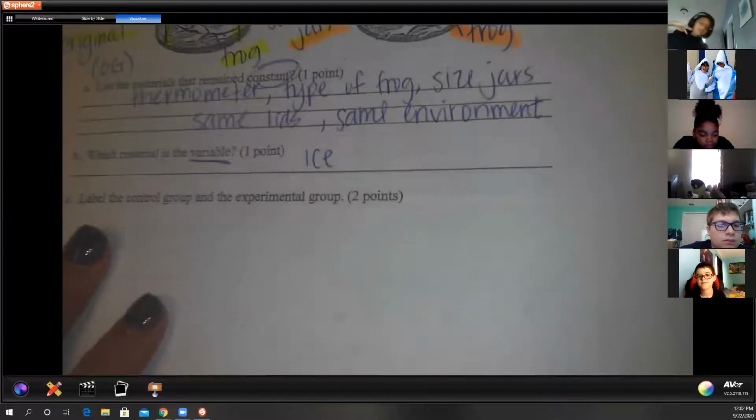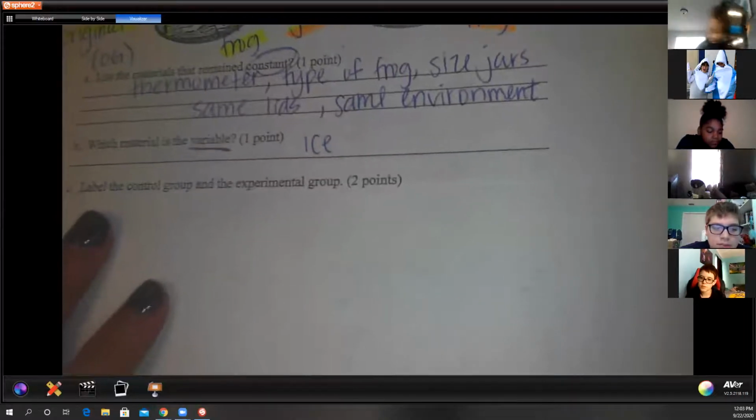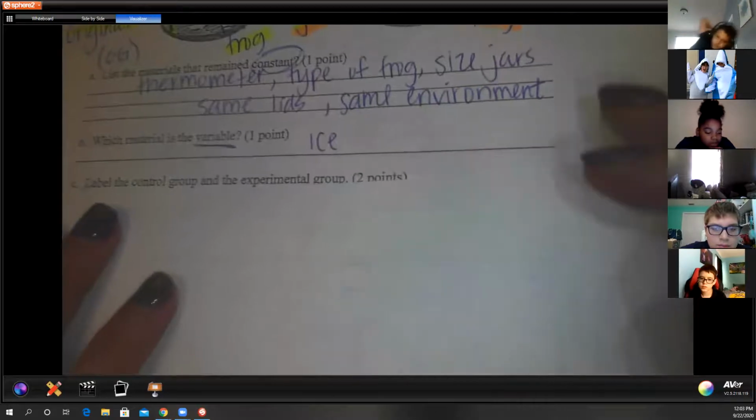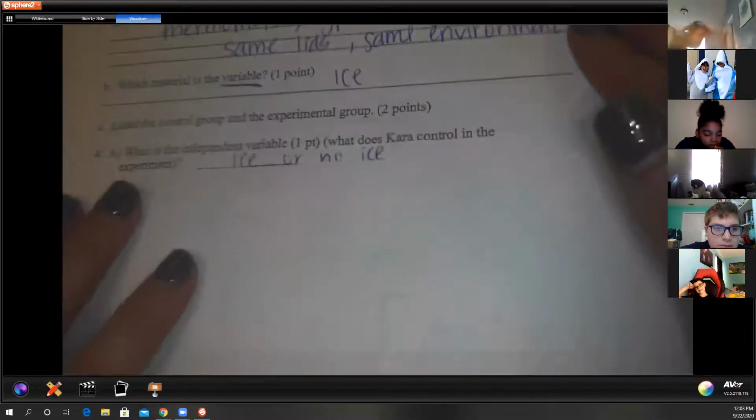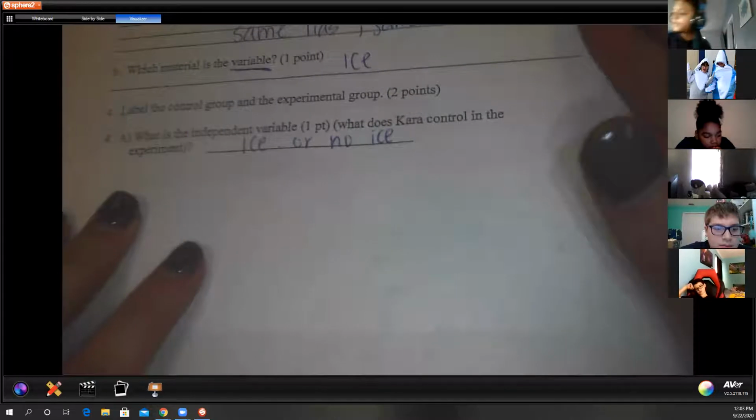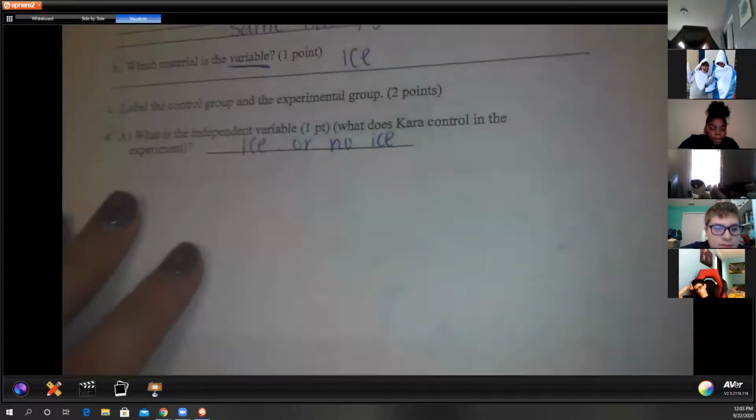You were experimenting the frog temperature, like... Absolutely. I was experimenting with it. I was testing it. I was trying new things. Our independent variable was ice or no ice. So I either added ice or I didn't add ice.